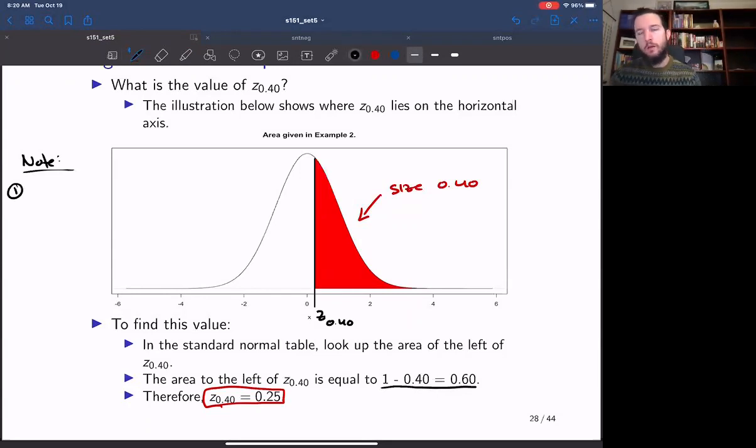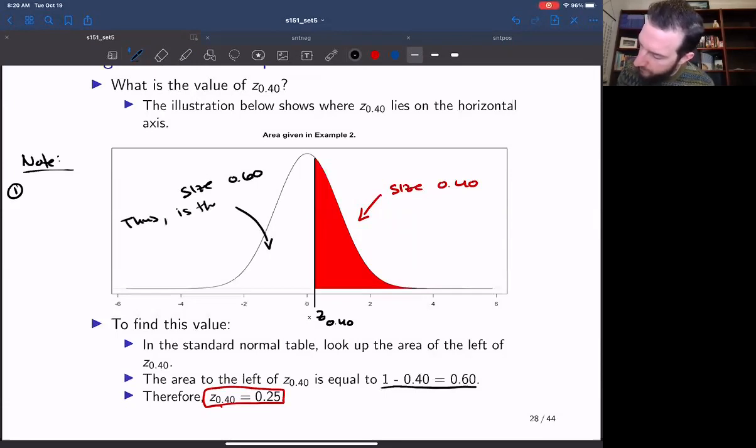Okay, now an important point, and we're going to come back to this a little bit later. Z subscript 0.4 is the z-score that puts 0.4 to the right. That means that this white shaded part here is a size of 0.6. So therefore, what we have actually found is the 60th percentile of the standard normal distribution.